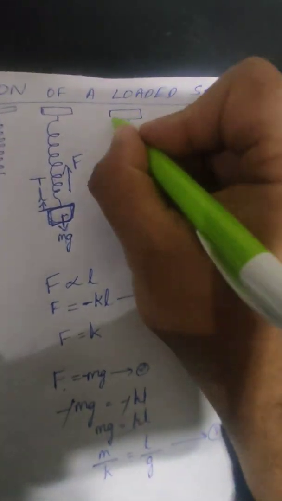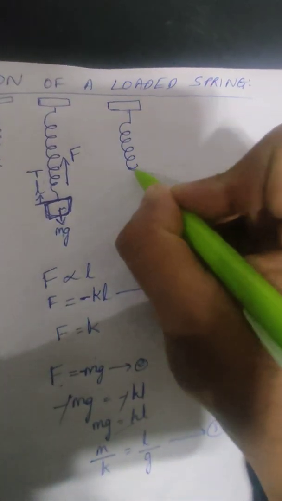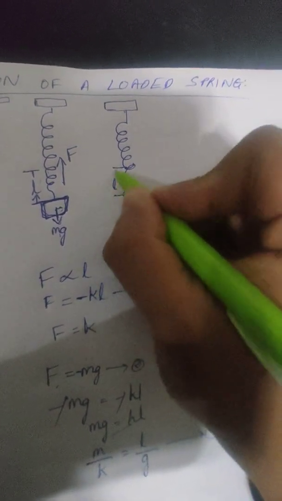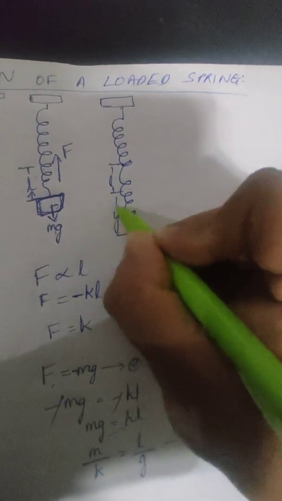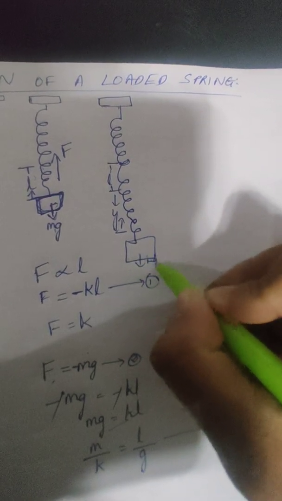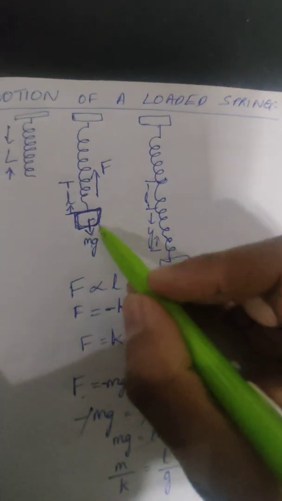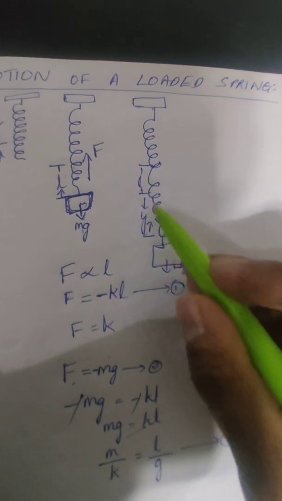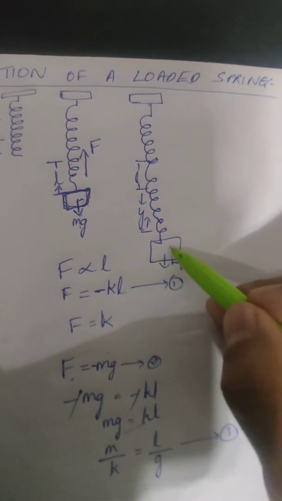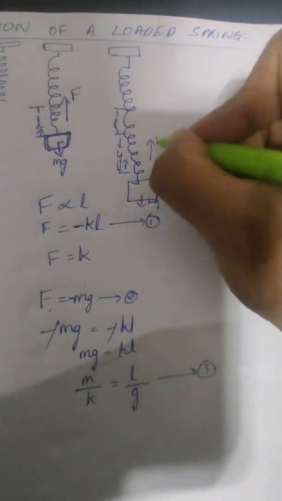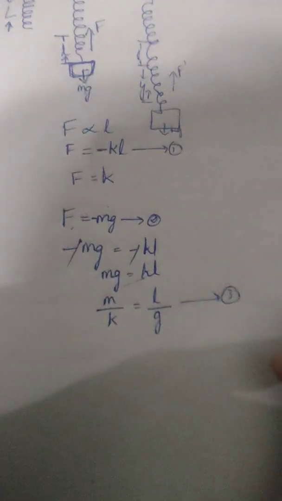Now if the string is further stretched, here it is already stretched to l, and if it is further stretched by y, if somebody is pulling this string further, then there will be a new force, right? So there will be a new restoring force, so let's represent it by F dash.